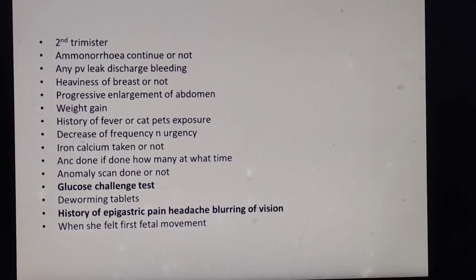UTI. Along with this, you have to ask the patient whether they took iron and calcium or not, and also how many ANC visits were done and at what time. Whether the anomaly scan was done or not.